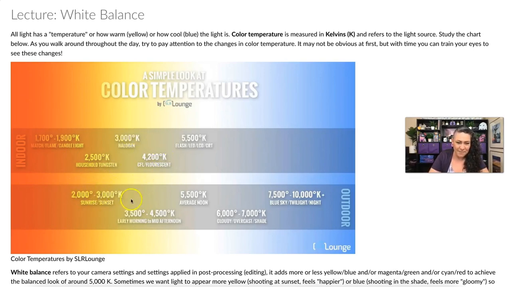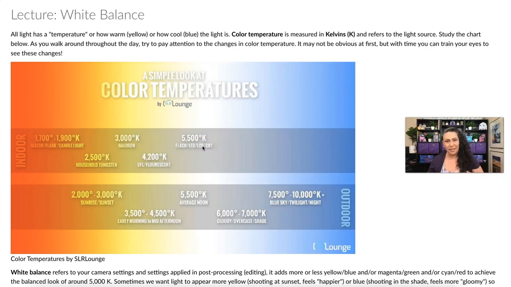Then we have some different types of bulbs going on over here. And right in the middle, white light is usually around the light that we see around noon on a clear, bright day. It's also the same as what comes out of a flash. So it's really good to know.